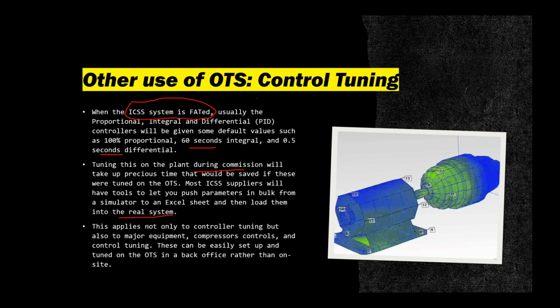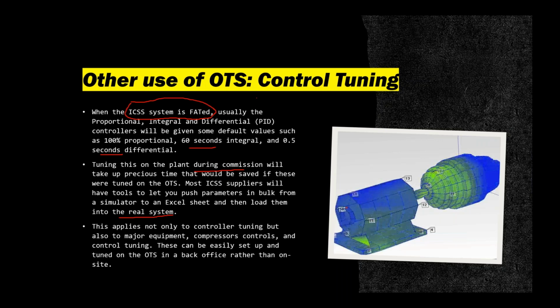And this not only applies to controller tuning, but also to other equipment like compressor control. This can be tuned on the OTS back in your office rather than on the site. So you don't have to go to the site and talk to the people inside your real control room, by helicopter or by OSV. You can simply do the control tuning in the office and then relay this message to the people in the plant.